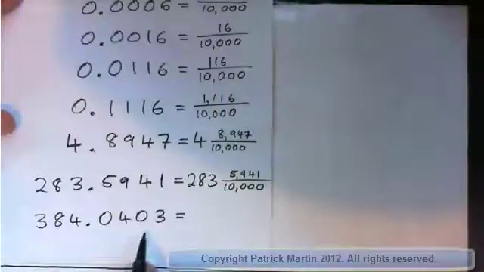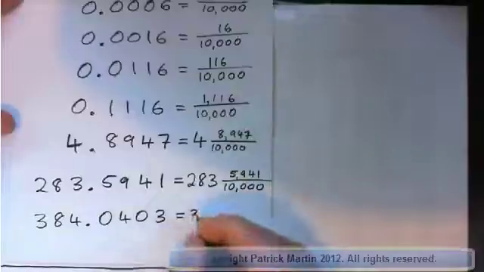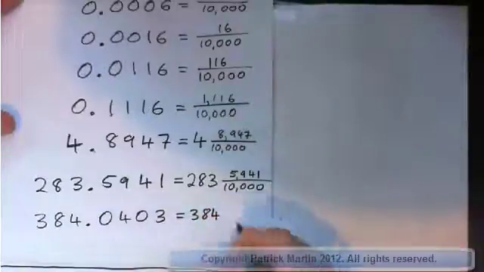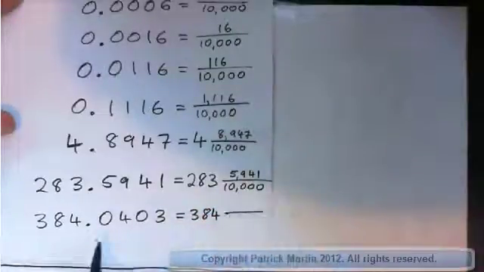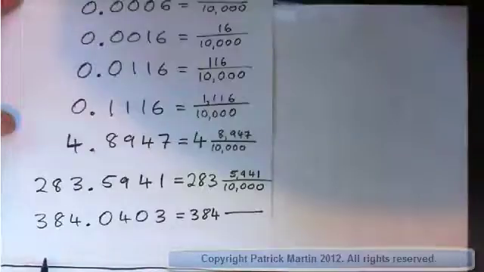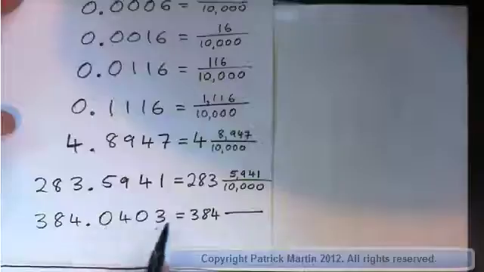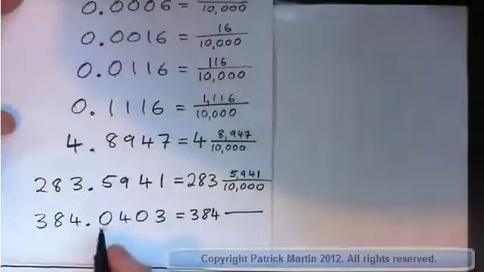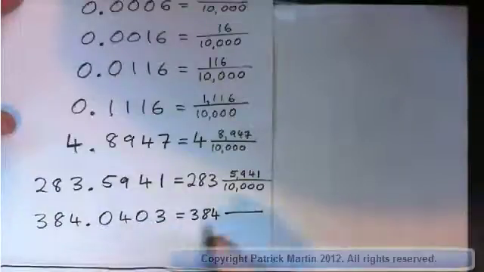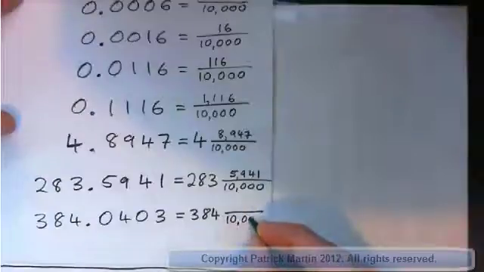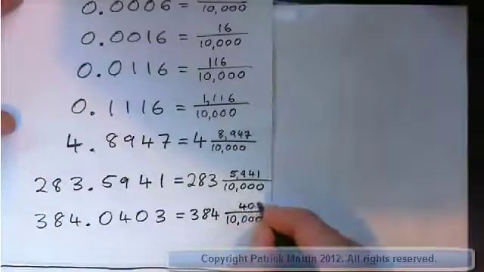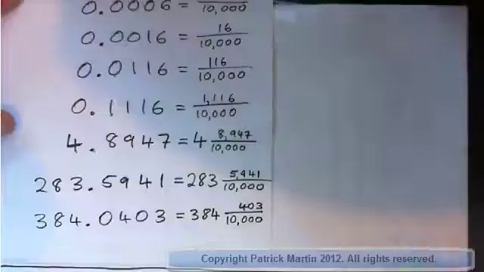Write this number. It is 384 and some fraction part. Once again, 1, 2, 3, 4 digits, so that's 10 thousandths, or you just go tenths, hundredths, thousandths, 10 thousandths. So 10 thousandths, 403. To say the full number, it's 384 and 403 10 thousandths.